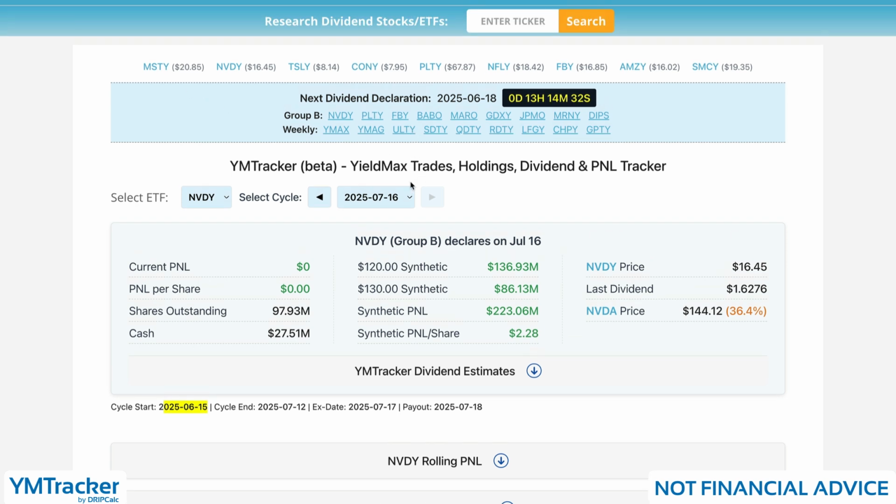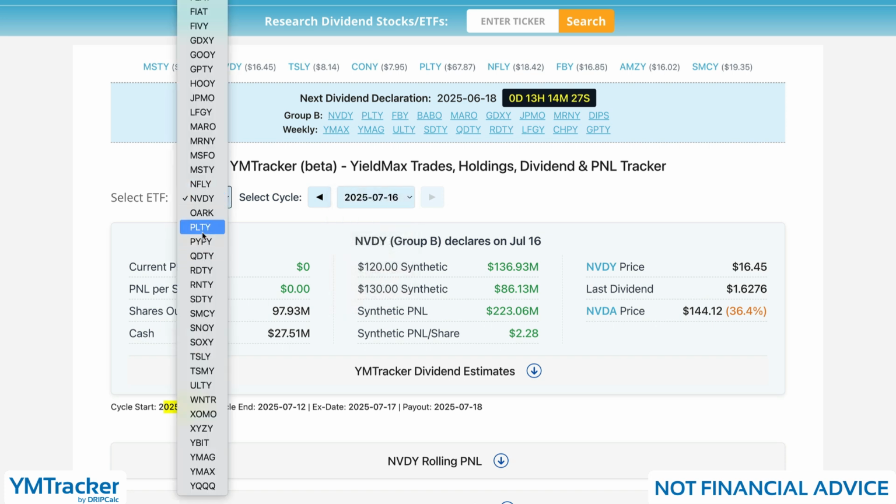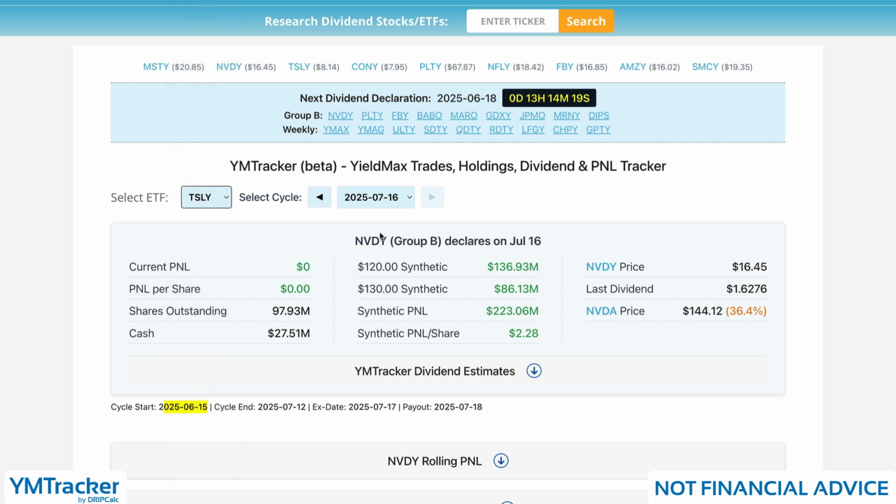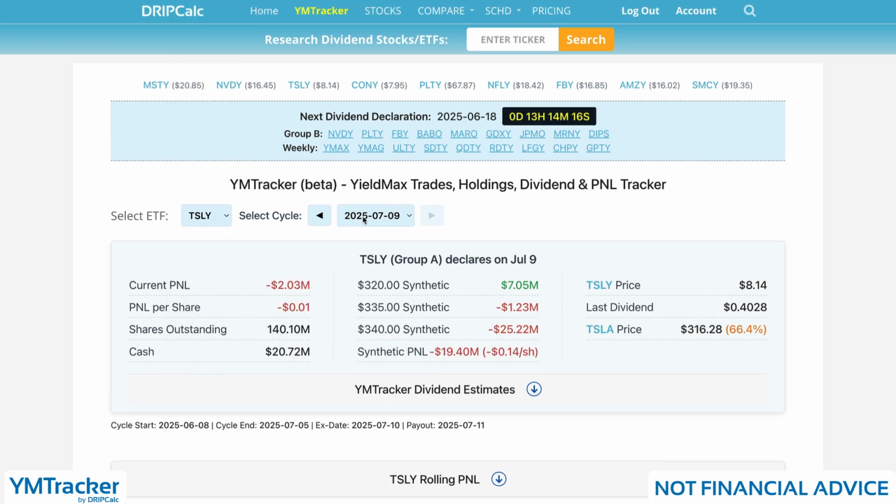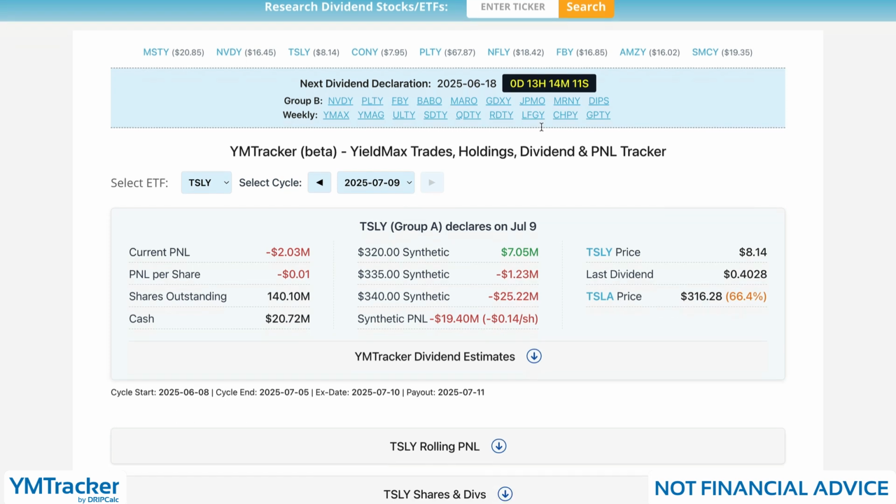So you can switch between different cycles within the same fund, or you can switch to a different fund. For example, we can go to what paid last week. I think it was TSLY. So let's jump to TSLY. The cycles will change. So you can see the active cycle right now is July 9th. That's when they will announce the dividend. But this clock only counts to the next declaration cycle, which is tomorrow.